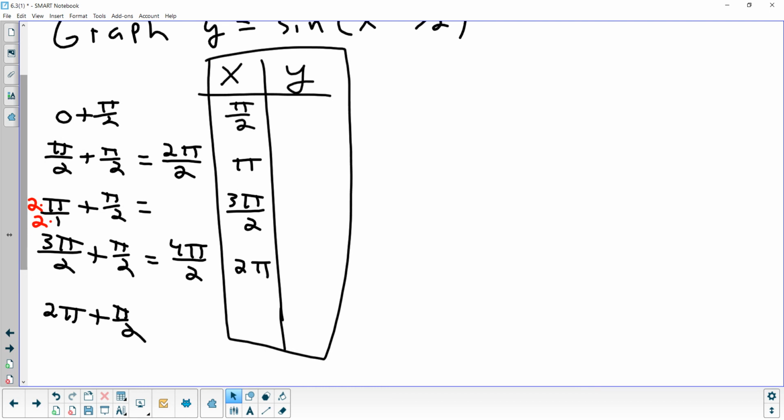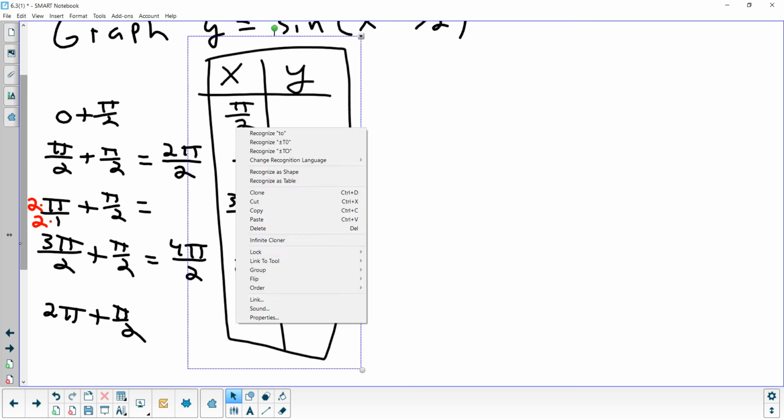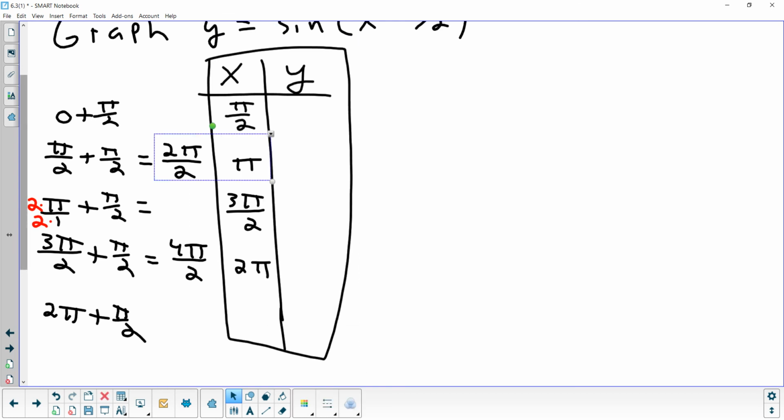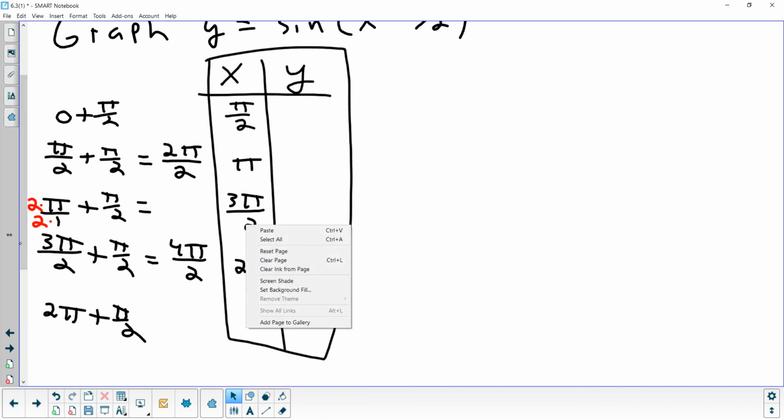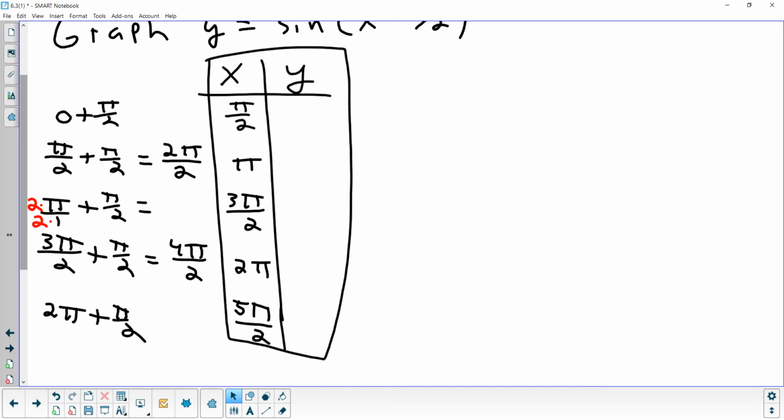Now, look at the pattern, and let's see if we can get the last one without even doing the common denominator. 1 pi over 2, 2 pi over 2, 3 pi over 2, 4 pi over 2. 5 pi over 2. And if you were ever asked to graph another cycle, this is one full cycle, but if you had to do another one, just continue the pattern. 6 pi over 2, 7 pi over 2, 8 pi over 2, 9 pi over 2, 10 pi over 2, 11 pi over 2. You can just keep going as long as you needed to.